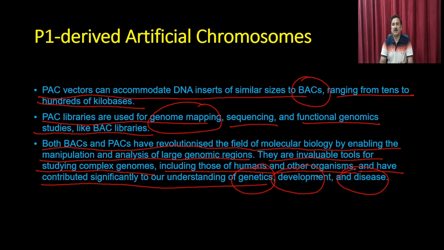So far we have discussed the prokaryotic vectors: the bacterial vectors used in E. coli as a host, and the vectors for Bacillus subtilis. Coming to the eukaryotic vectors, we have discussed the yeast based vectors, the YAC, the episomal vectors and the integrating vectors. Then coming to the bacterial derived vectors, we have discussed the BAC and the P1 derived artificial chromosome, or PAC. We also discussed the importance of these vectors and their application in molecular biology. Now let's move on and discuss the mammalian vectors and the insect based vectors.